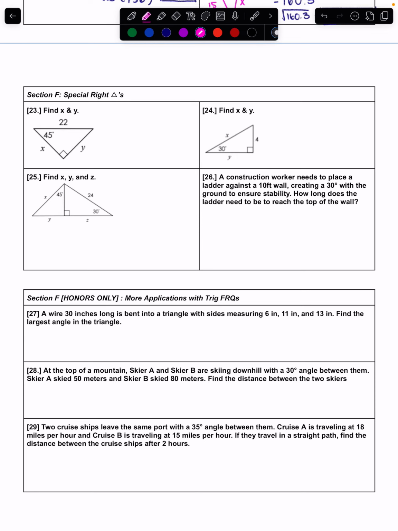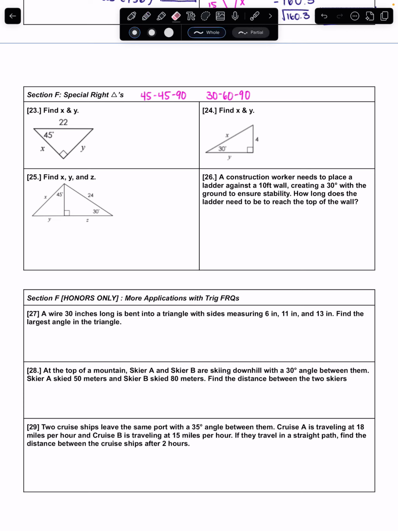All right, so for section F, you guys are going to be dealing with the special right triangles. There's two. There's the 45, 45, 90, and the other one's the 30, 60, 90. You need to know the relationship between the different sides for each special right triangle. So let's quickly look at number 23.